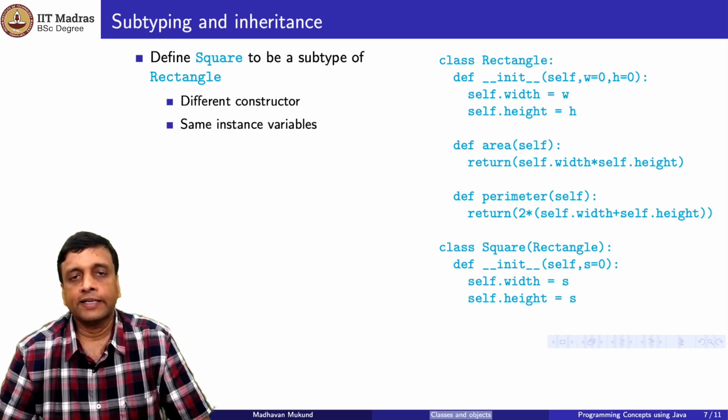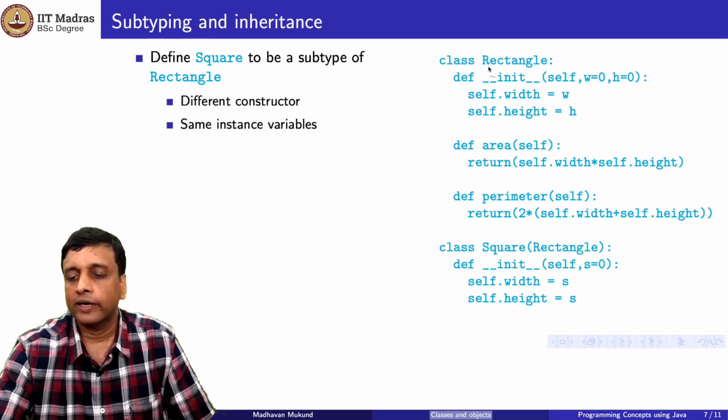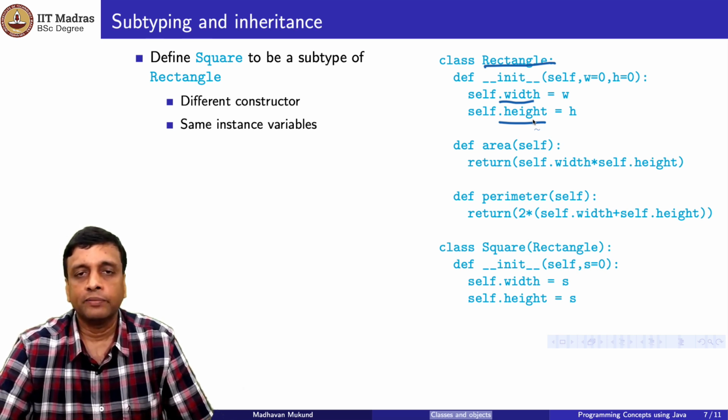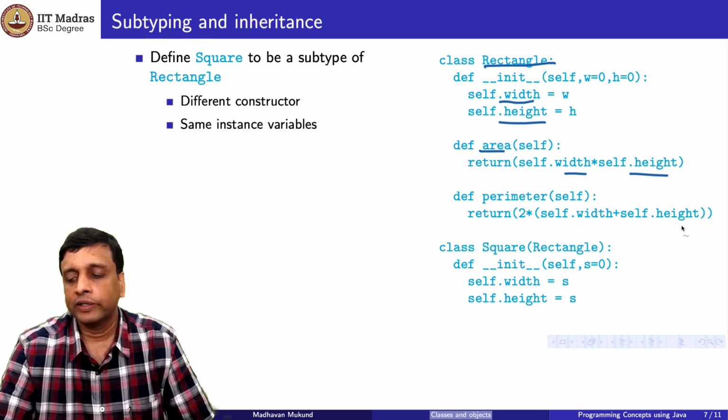So let's also look at this idea of subtyping and inheritance in the context of Python. We saw earlier a very simple single point xy. What if we want to think of a rectangle which has two dimensions, a width and a height? So we have a class called rectangle which has two internal variables, self.width and self.height. With respect to these two variables, it has two public functions, one which is the area, which is just the width times the height, and the other is the perimeter, which is 2 times the width plus height.